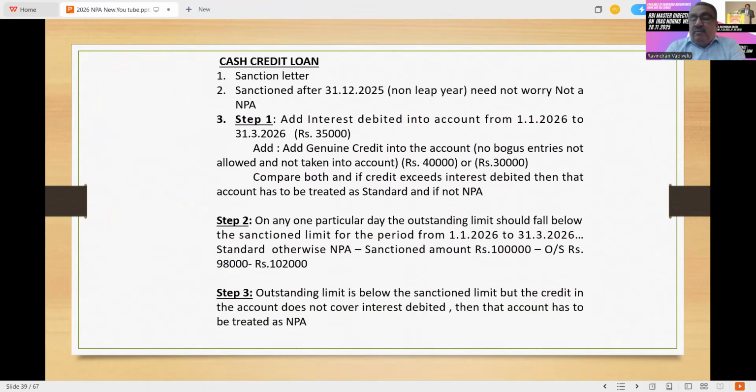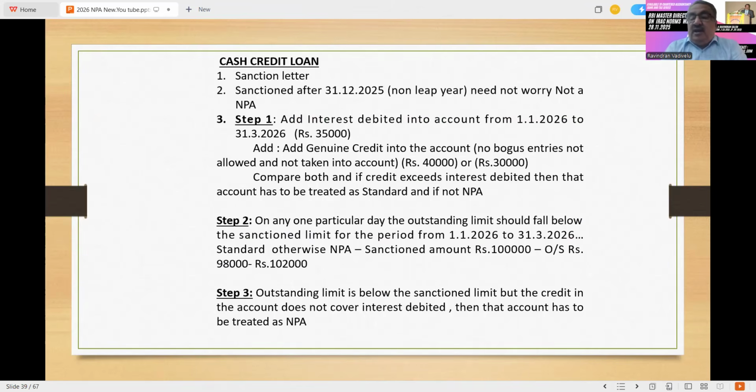In that step one method, on few days, the outstanding balance may exceed the sanction limit or may not exceed the sanction limit, will be below the sanction limit. So for easy understanding, I have taken the last quarter, that is 1/1/26 to 31/3/26. I have taken only the last quarter for easy understanding, but as a concurrent auditor, as a statutory auditor, you can do even for every quarter, but everything depends on the sanction letter. But I have considered only the last quarter.